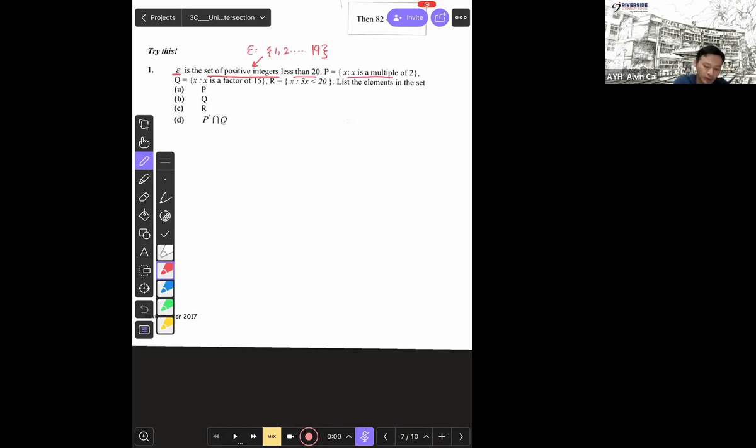Then of course, the next one is P is a multiple of 2. So that will be our first question. So P will be equal to, so we start with 2, 4, 6, and so on and so forth, all the way until 18, because that's the last even number.